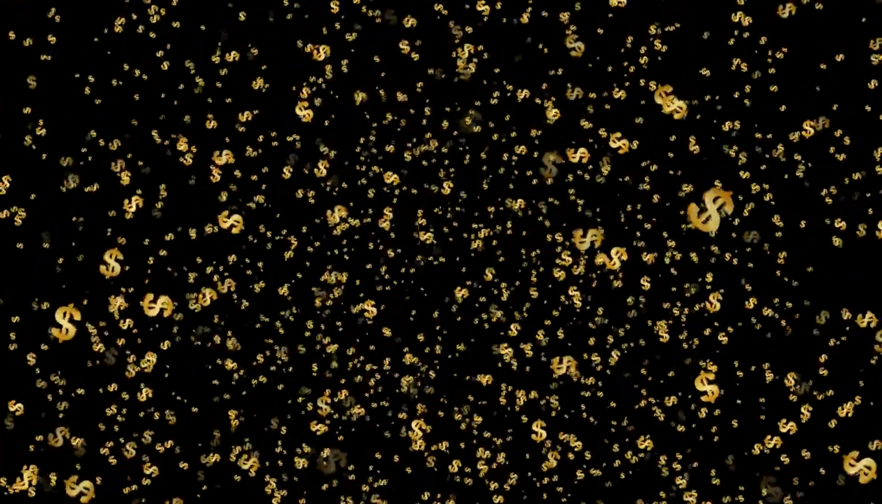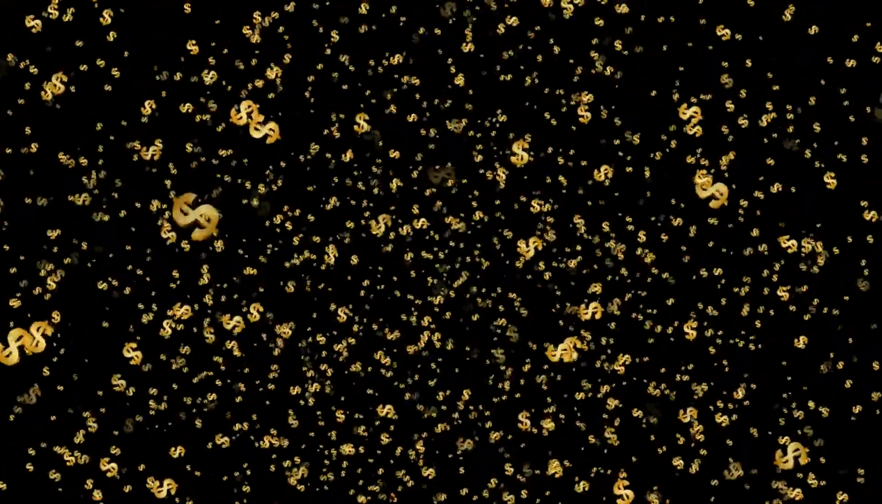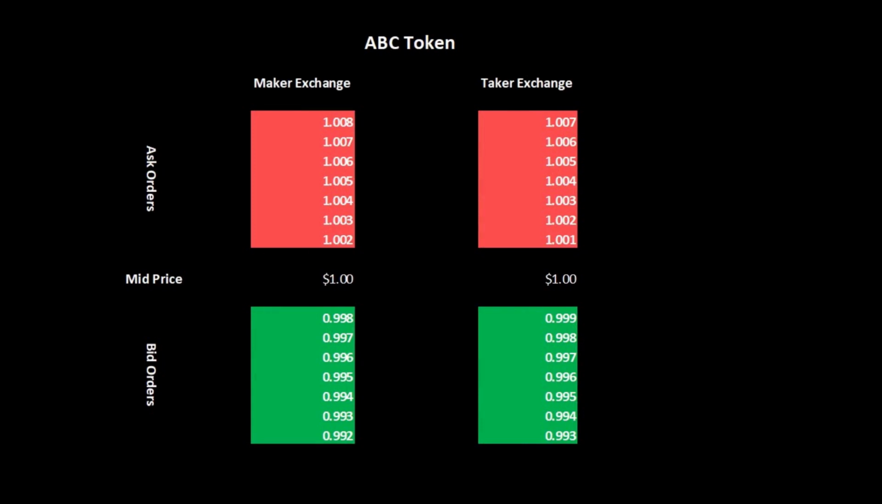Let's look at an example of this, once again using our hypothetical ABC token. This time I've modified our example to use some more realistic spreads. In this example, we will be seeking a profit per trade of 0.5%. We can see that the best available ask order on the taker exchange is $1.001, or 100.1 cents to say it slightly differently. Based on the required profit of 0.5% that we have specified, our market making bot will place an order on the maker exchange at 100.5 cents.